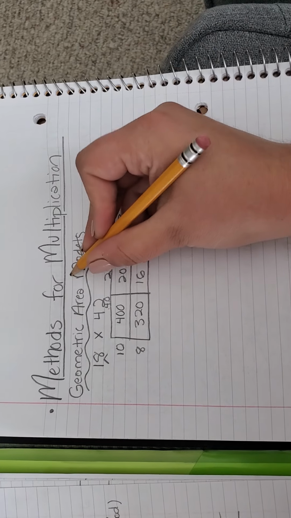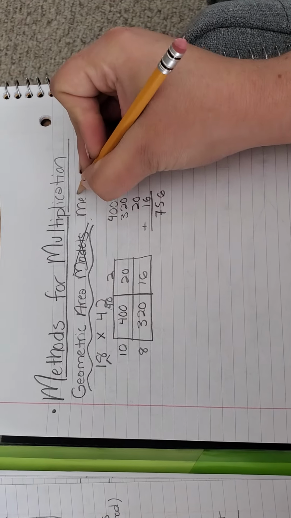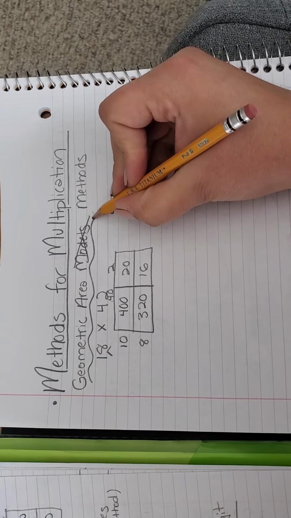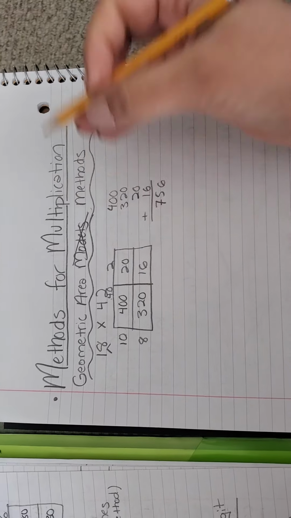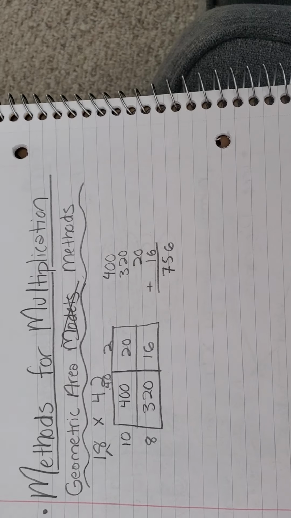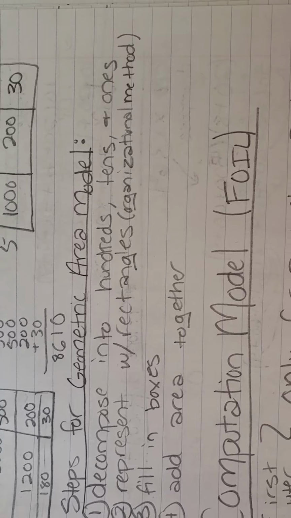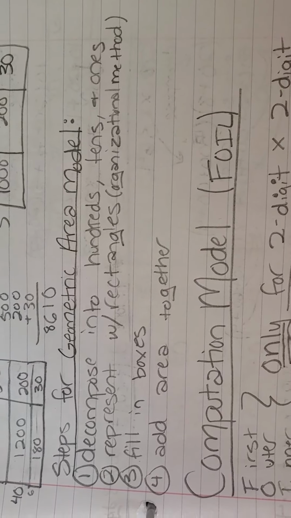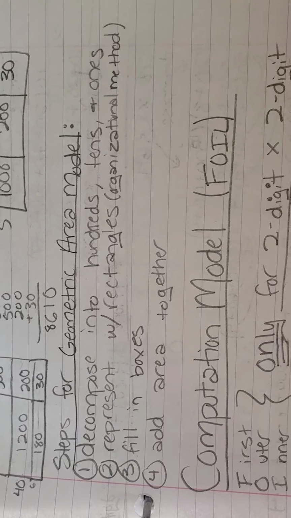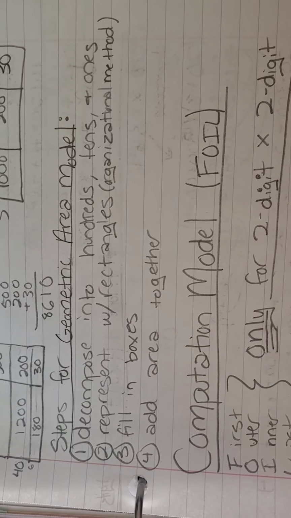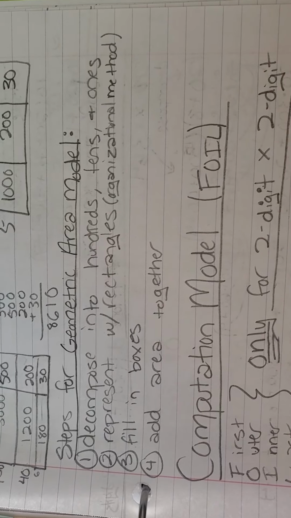Maybe we should cross that out. We should call it a method, because the models are those arrays and tree diagrams, remember? And these are the methods. So just a quick review of the geometric area model. Your steps for this are, number 1, you're going to decompose into hundreds, tens, and ones. Number 2, you're going to represent with rectangles to organize it. You're going to fill in the boxes and then add the areas together.